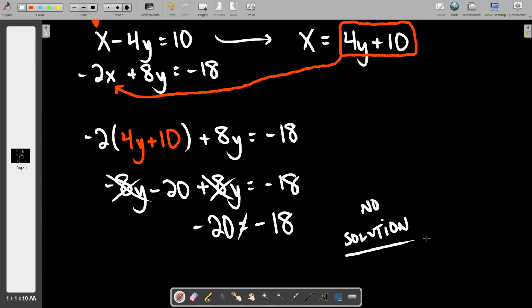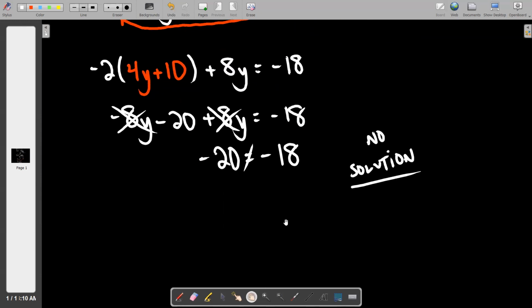So again, when the variables cancel out, you either get an identity or a contradiction. In this case, it's a contradiction. No es posible. Still good? All right, let's do another one. And let's again take a look at substitution. I just want to continue to hit this a little bit just to kind of get it into your head that substitution, while it may not be our favorite method, is still okay.